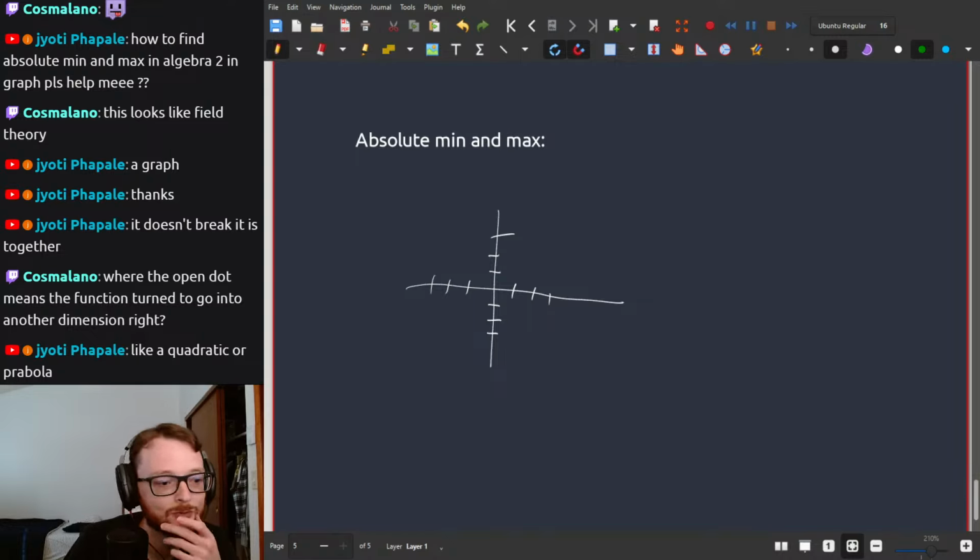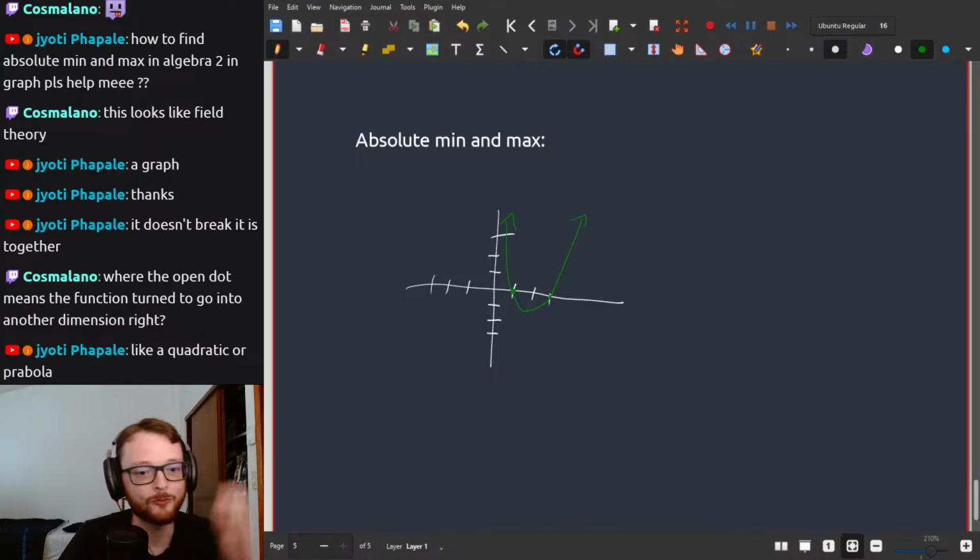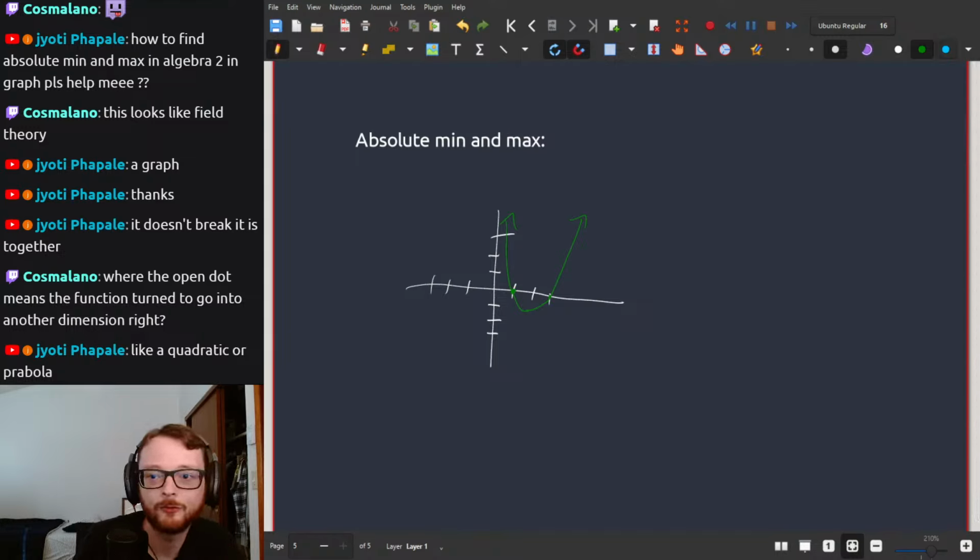The open dot means the function turned to go into another dimension, right? Exactly, yeah. Okay, like a quadratic or a parabola. Okay, yeah. So we can do a few examples even, but just to start with one that's a little bit simpler to think about at first.